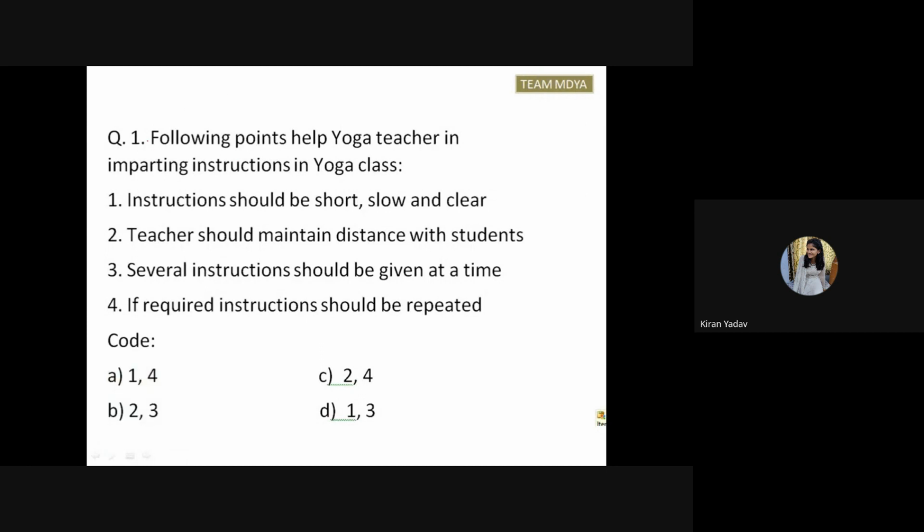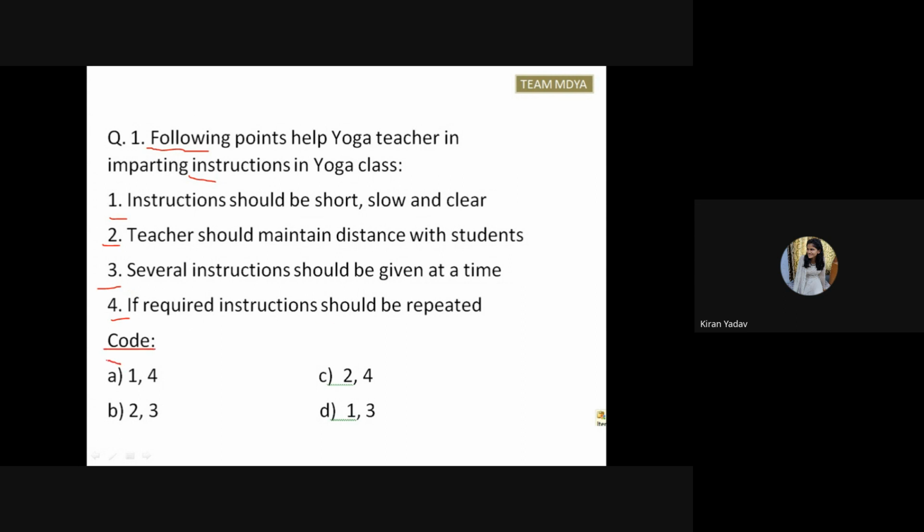So first question is, following points help yoga teacher in imparting instructions in yoga class. Option 1 is instructions should be short, slow and clear. Option 2, teacher should maintain distance with students. Option 3, several instructions should be given at a time. 4, if required, instruction should be repeated. So this is the code.